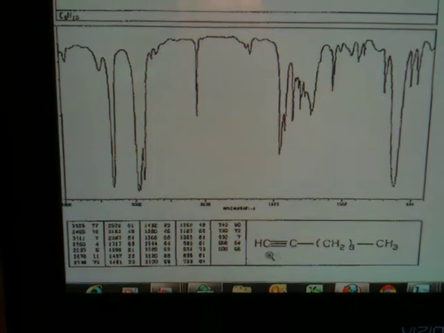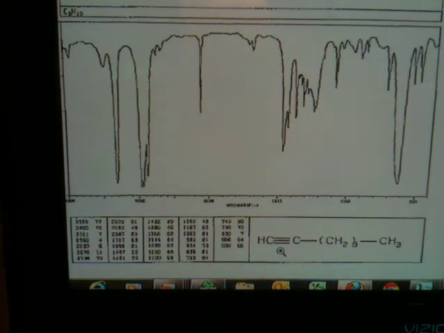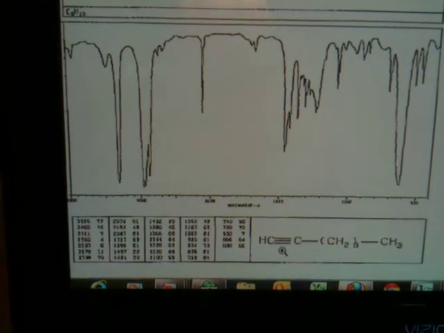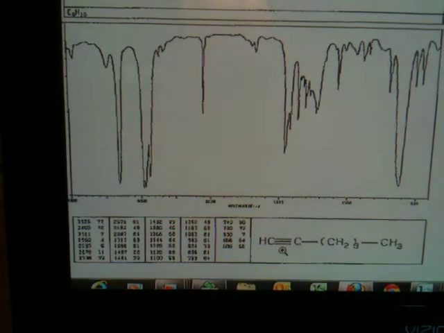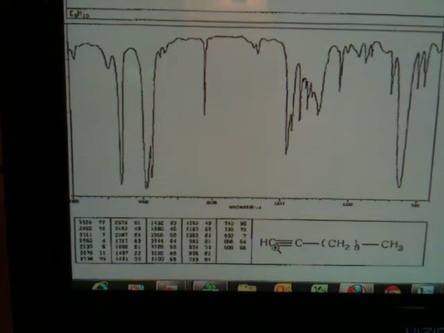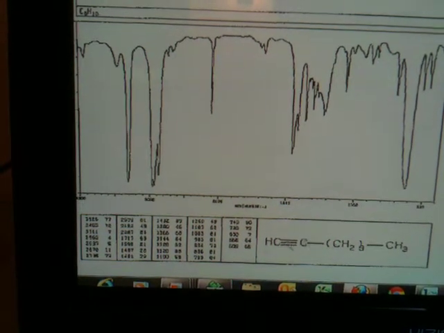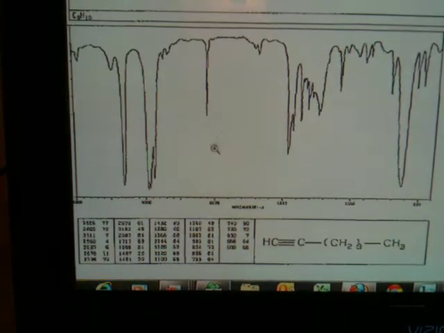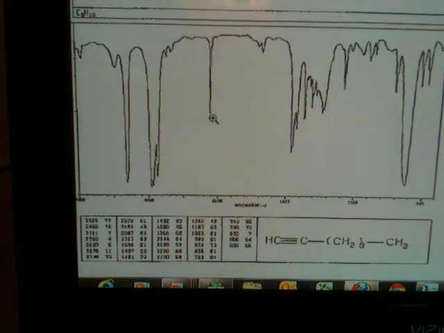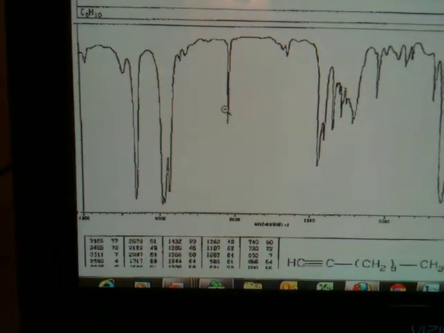Now if you looked on a table, where would that be? It would be around 2,200 reciprocal centimeters, and it wouldn't be a particularly intense absorption because this bond does not have a tremendous dipole. It has a very small dipole moment because of the lack of symmetry. That peak is right here. This is a peak that screams, I am a C-C triple bond.